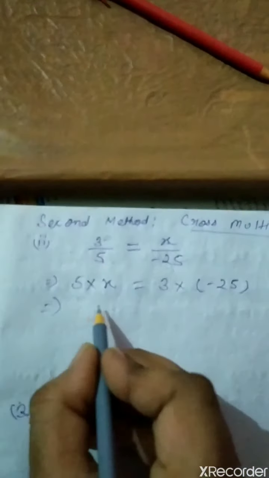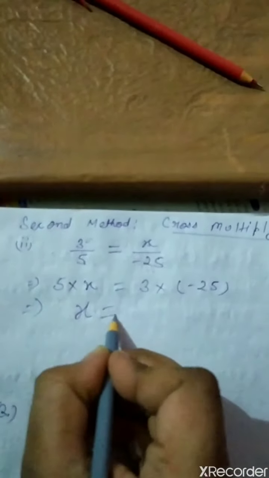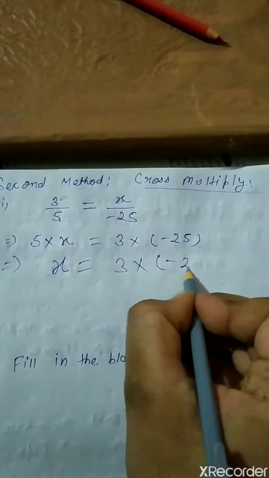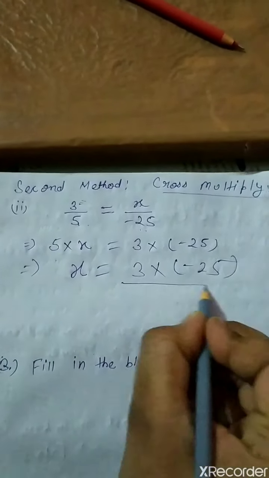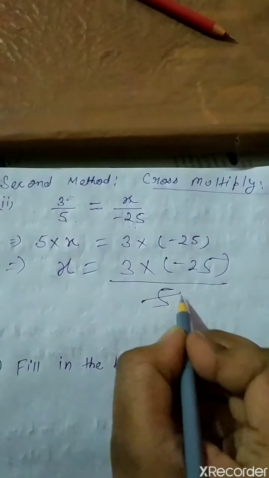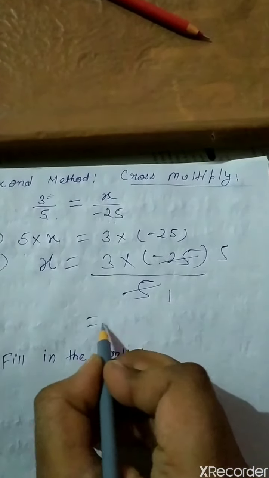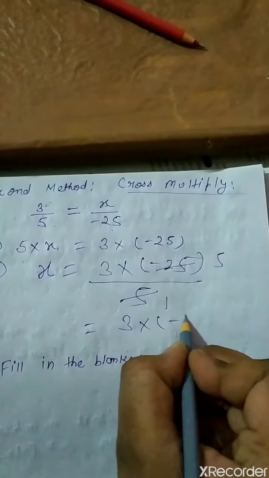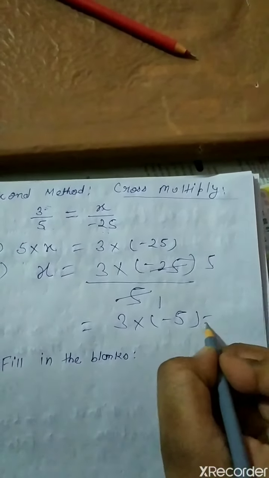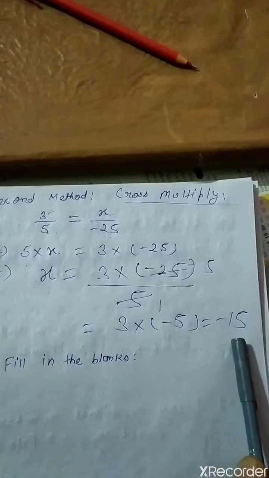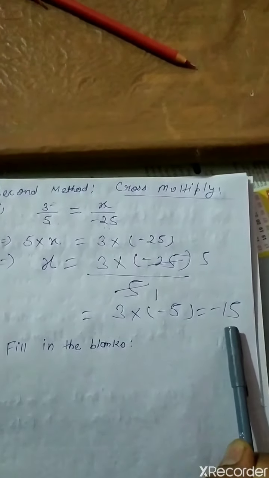So you will get x, and this 5 will go to the right side. So 3 into minus 25 by 5. With 5, you cancel: 5 into 1 time, 5 into 5 times. So you get 3 into minus 5, which means minus 15. Therefore x equals minus 15. This is the method of cross multiplication.